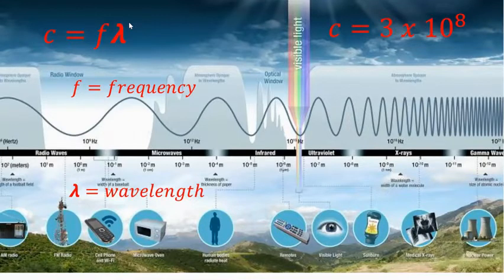And f stands for frequency, which are these top numbers that end in Hz for hertz. And the Greek letter lambda stands for wavelength, which is measured in meters.